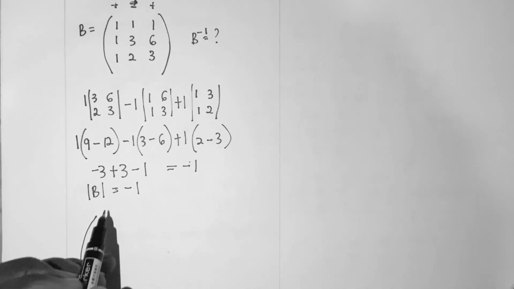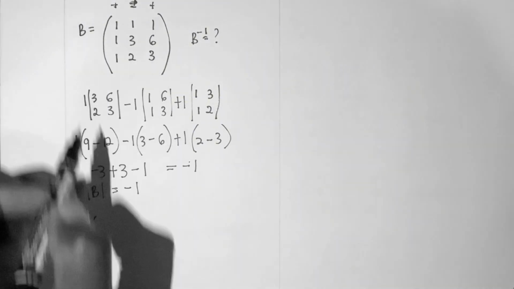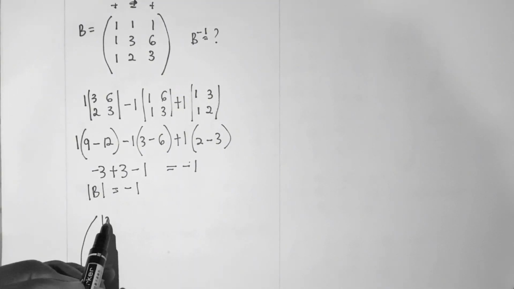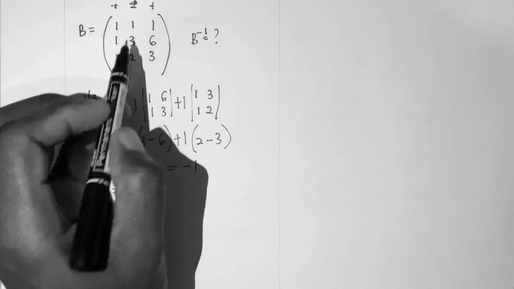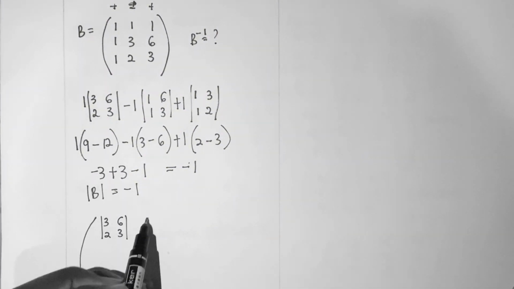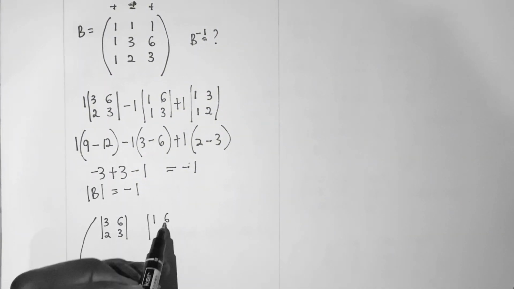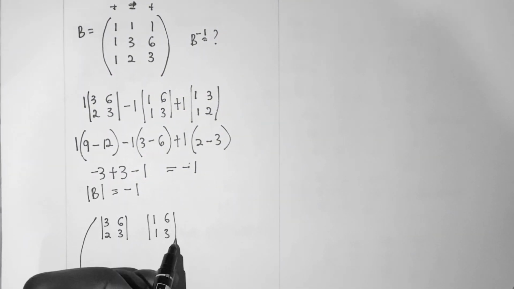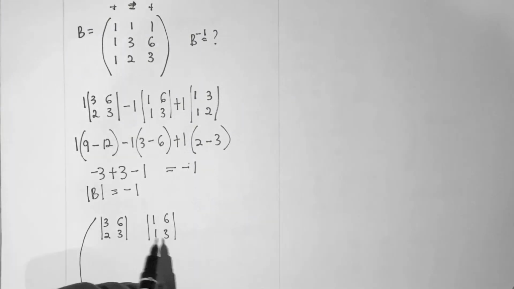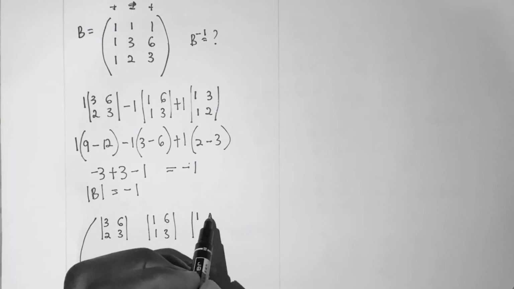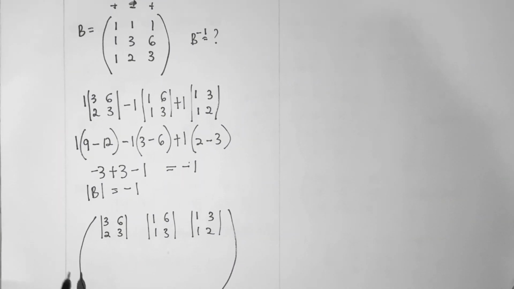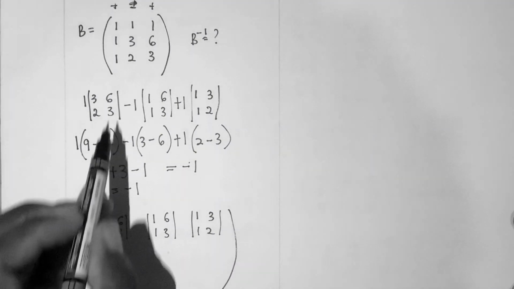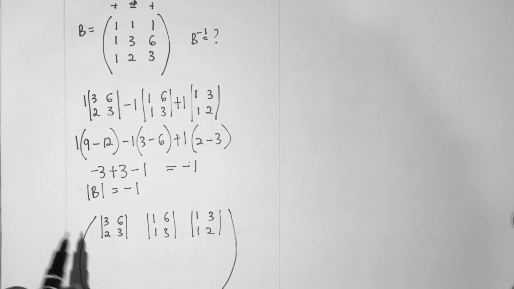If we do that, we are going to be left with the matrix of 3, 6, 2, 3. Then take this one, rule out the row and column of 1. We are going to be left with 1, 6, 1, 3. Then take this last one, rule out the row and column. We are going to be left with 1, 3, 1, 2. Let's close the bracket.